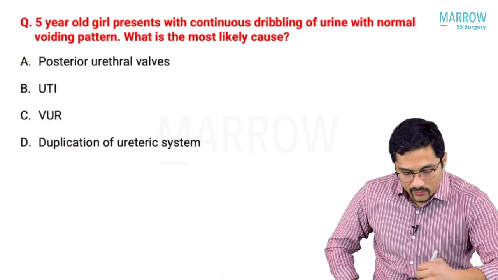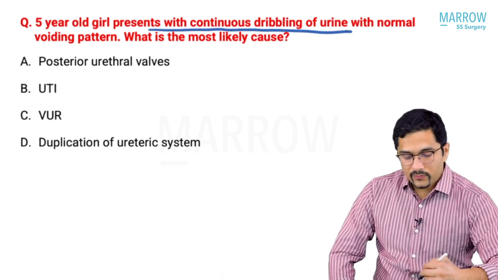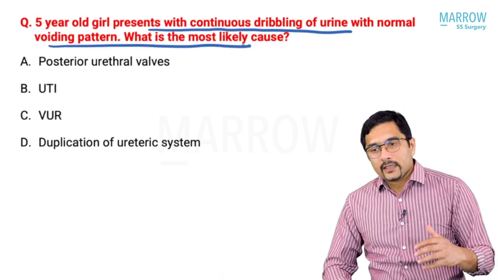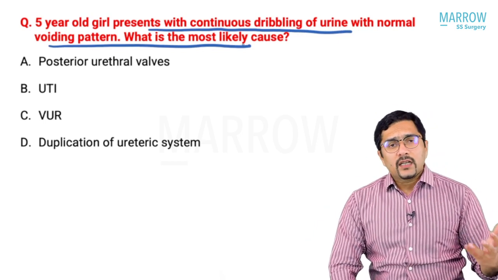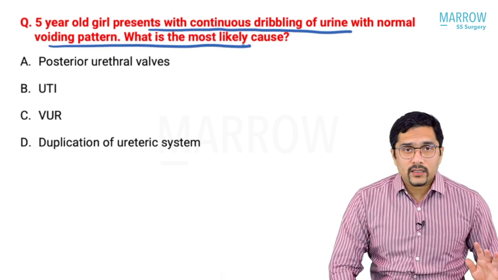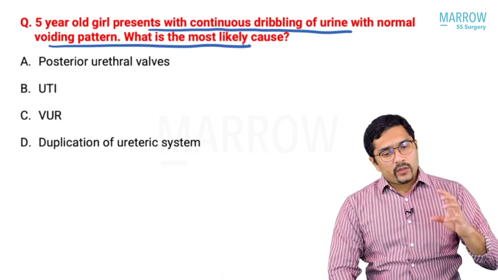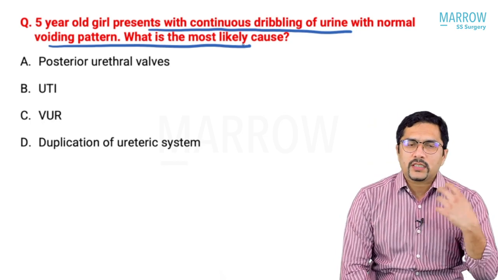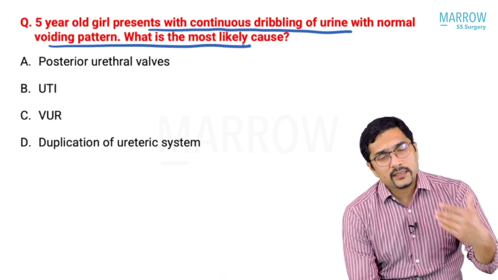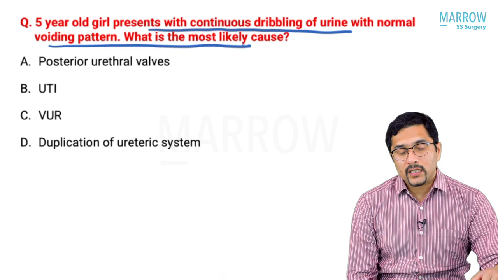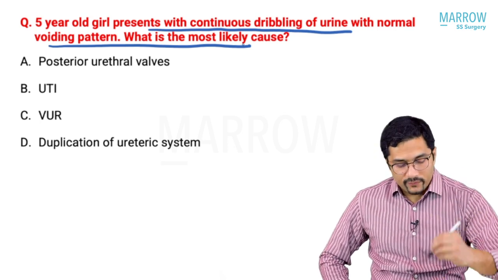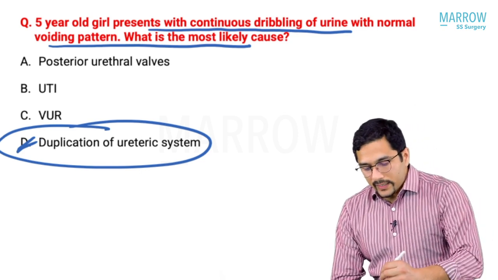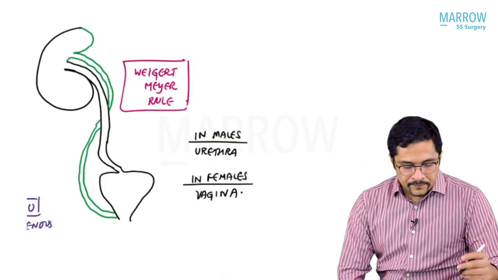You have a 5-year-old girl with continuous dribbling of urine along with normal voiding pattern. So, a mother brings a child saying that she is leaking urine continuously, but she can also pass good quantities of urine every now and then. She can hold the urine, she can pass it as well, but continuous dribbling also happens simultaneously, and these are telltale findings of duplication of the ureteric system.